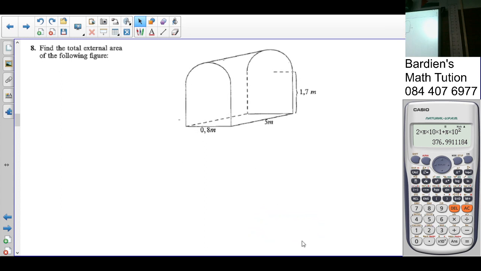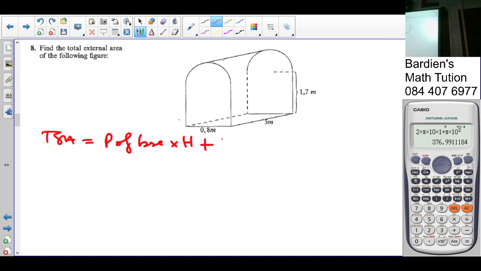Question 8. Find the total external area of the following figure. So here I'm calculating TSA, total surface area. How do you calculate total surface area? Perimeter of base times height plus 2 area of base. You all okay if I make this the base?